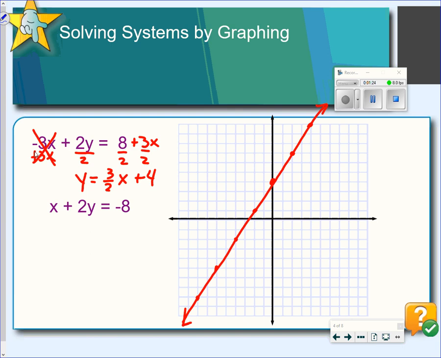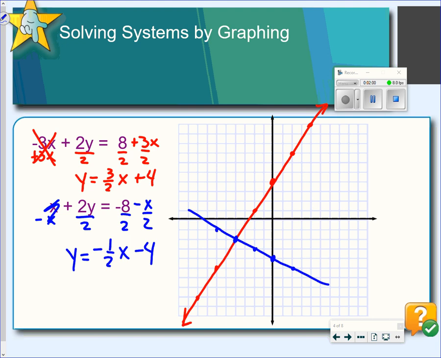So then the second equation, we're going to subtract x on each side, then divide by 2. So we get y equals negative 1/2 x minus 4, putting the equation in slope-intercept form. So we go down 4, and then using our slope of negative 1/2, go down 1 over 2. Going in the other direction, like so.